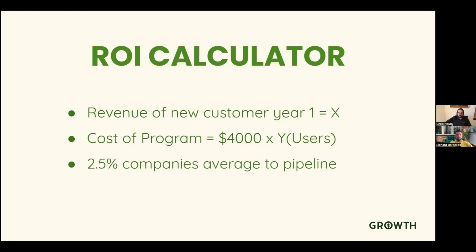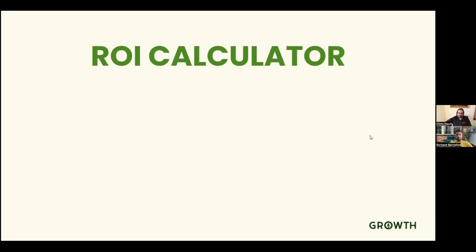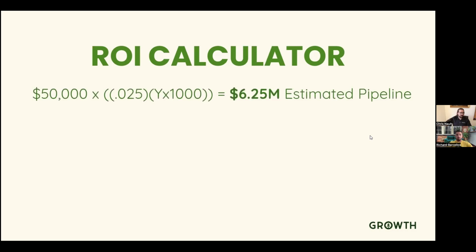You're going to want to be shooting for, at a really bad low number, 2.5% of the companies you reach out to turning into direct pipeline. So we're going to say that your company's first year value of a new customer is $50,000. And we're going to also pretend you're having 5 users running this ABM program. So now we're going to run the math.